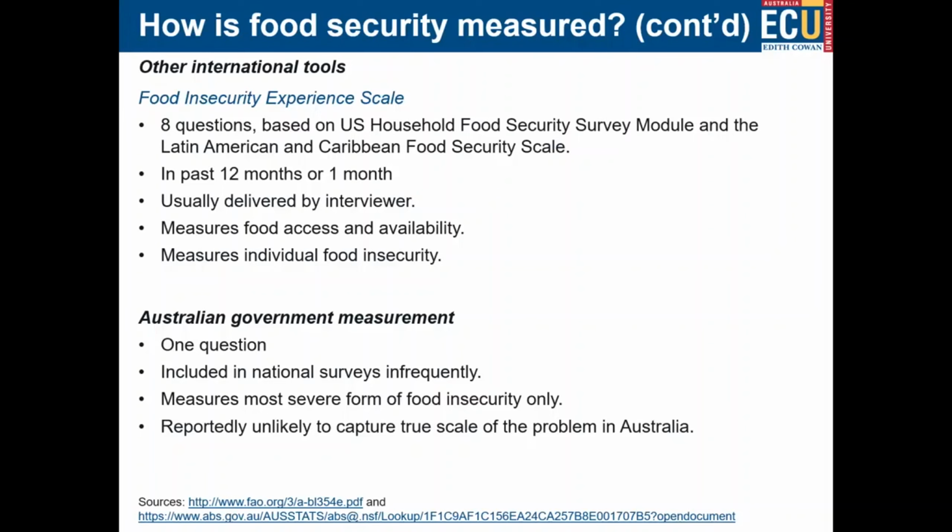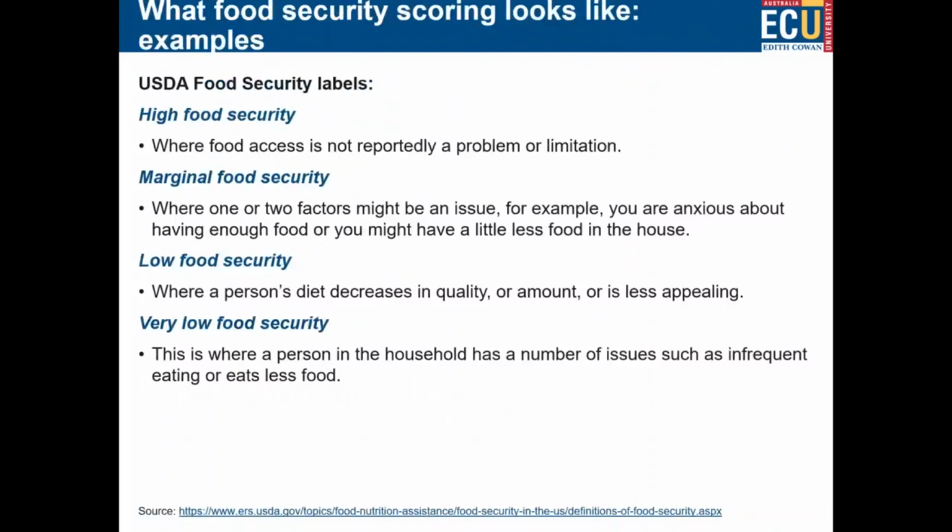Then we have the Australian government measurement. So the government uses 1 question to measure food security in Australia, and that's through national surveys every couple of years. It does really only measure the most severe form of food insecurity because it's asking specifically whether people have run out of food and haven't had the money to buy more. And therefore, it reportedly is unlikely to capture the true scale of the problem in Australia.